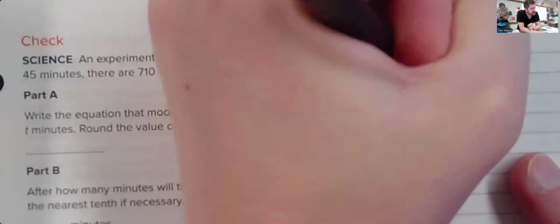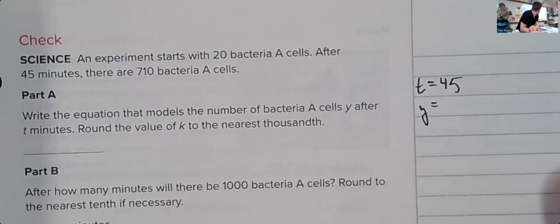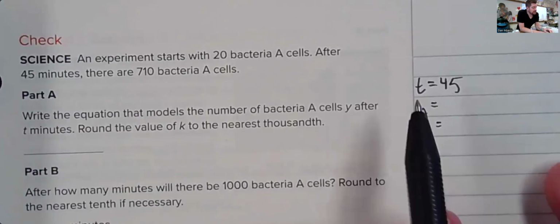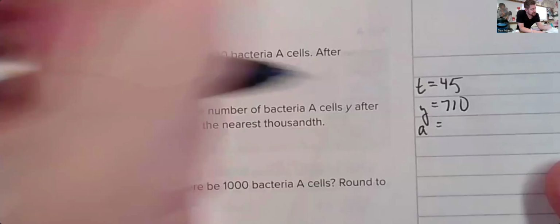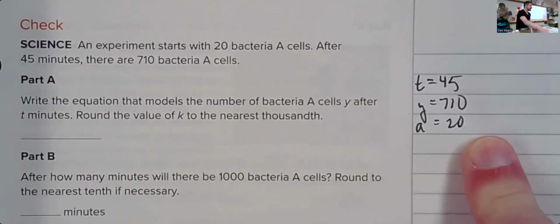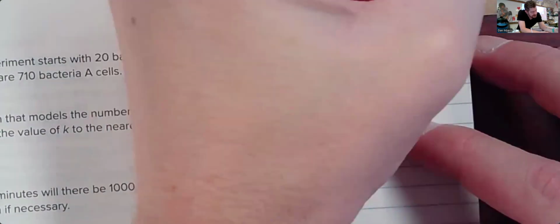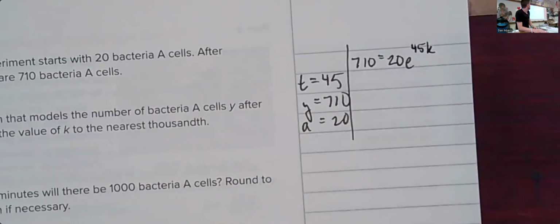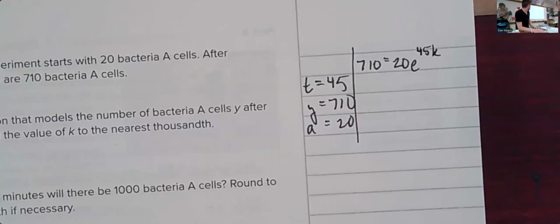What is our value of y? What's the current amount of bacteria? 710. How much should we start with? 20. Cool. So for part A, we have to solve for k, which is an exponent. We're going to have 710 equals 20 times e to the 45k. We're finding a growth rate here. So divide by 20. What's 710 divided by 20?